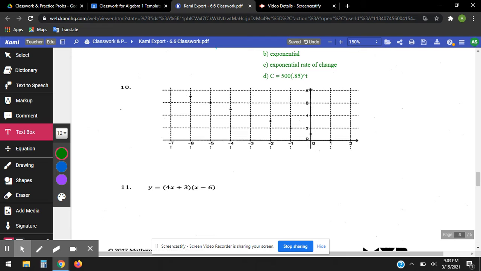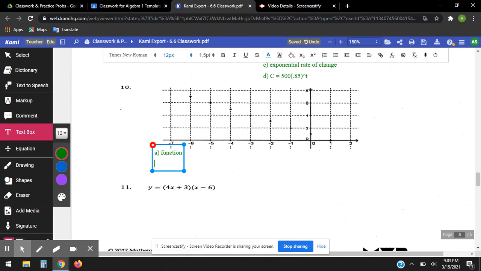Okay, so 10. Here are some points on here. So A, yep, it is a function. B, it looks like a line, so that would be linear. C, if it's linear, it has a constant rate of change. And so then D, we could do, what is it doing each time? Looks like it's going from 7 to 6 to 5 to 4 to 3. We could come up with a recursive, or we could just do an explicit.